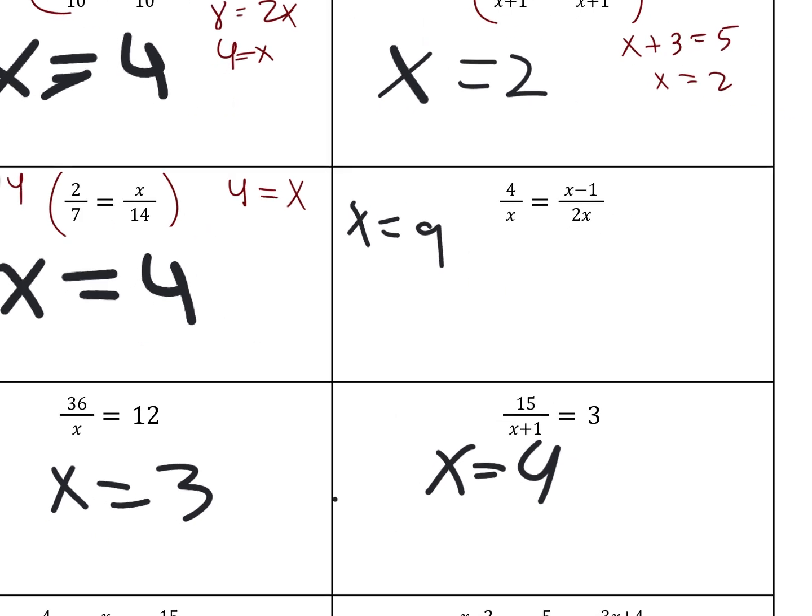Oh, what about this one? Could you multiply across by 2x? The first one, the x's would cancel, but the 2 would not. So you'd have 2 times 4, which is 8. The other side, the 2 x's would straight out cancel, leaving you with x minus 1. Then we can just add the 1, and we'd get x equals 9.